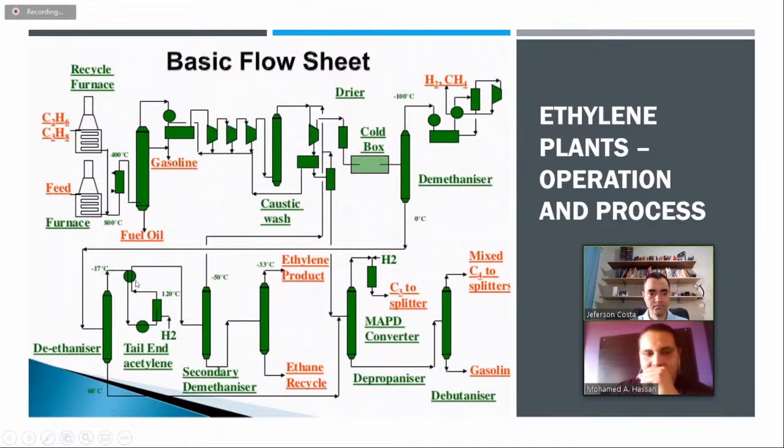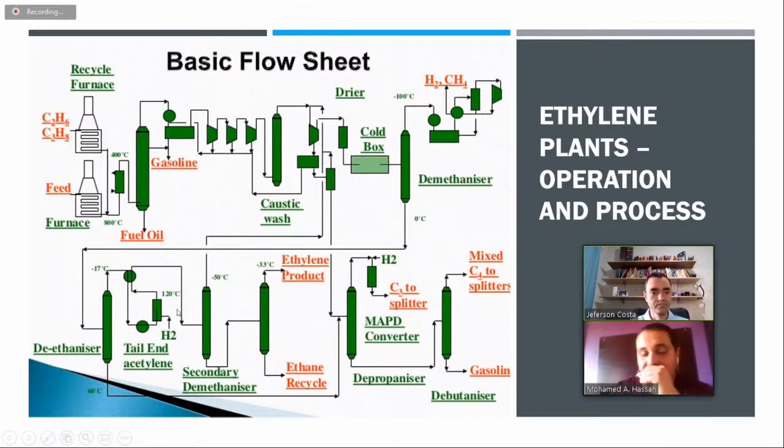The overhead of the deethanizer is sent to the acetylene converter. There is a reactor here that should convert the acetylene to ethylene and ethane, because acetylene is contaminating our product. We use pure hydrogen from PSA. Also, the hydrogen that is produced in the cold box is used. A part of it is used in the expander to act as a condenser for the demethanizer. The remaining part is used in the pressure swing adsorption unit, which produces 100% pure hydrogen, which is used in the hydrogenation of acetylene in the acetylene remover reactor, which is a packed bed reactor.